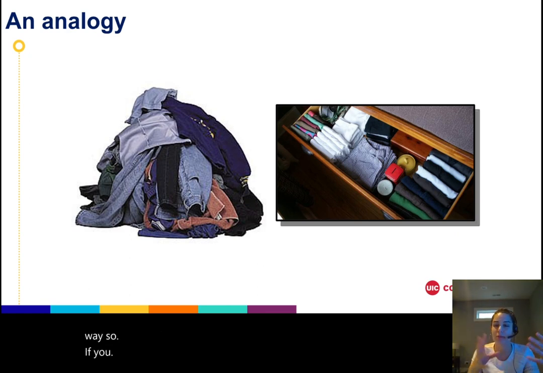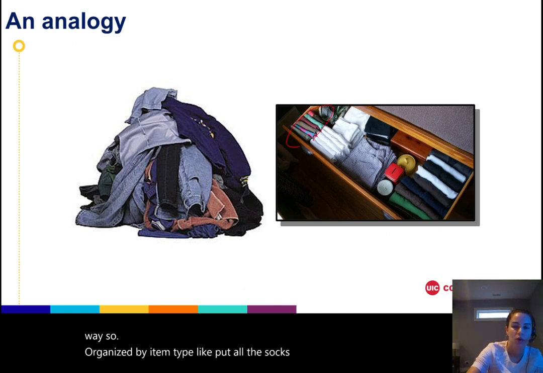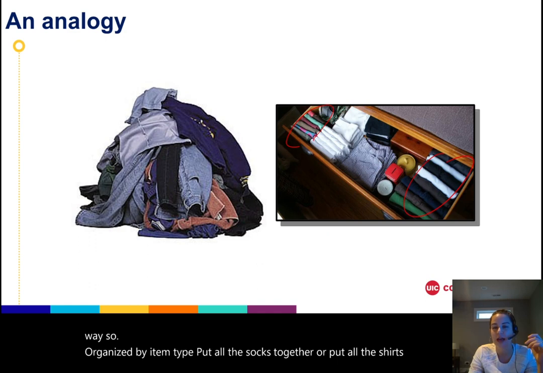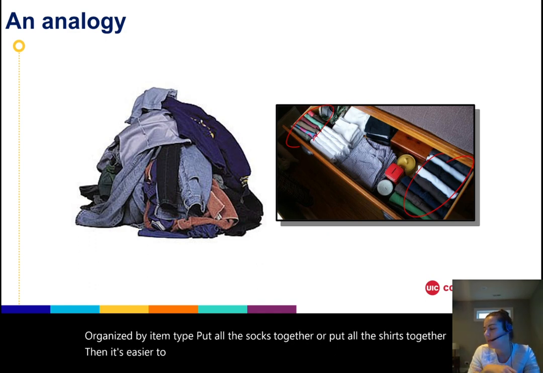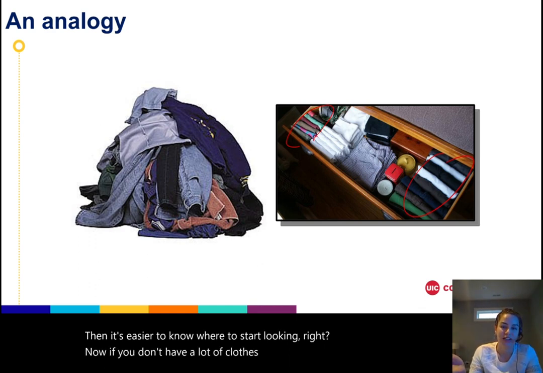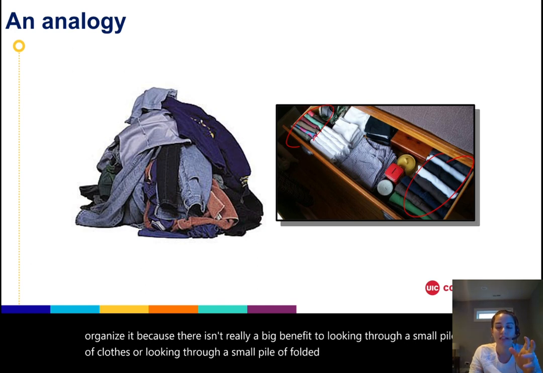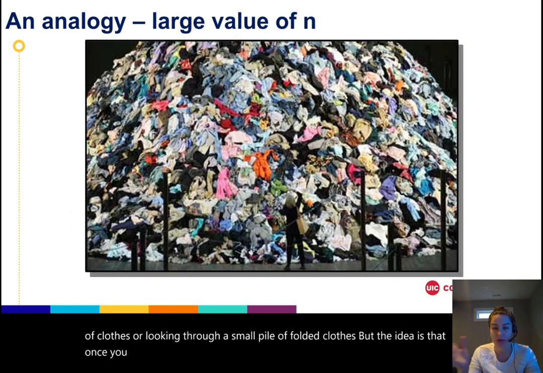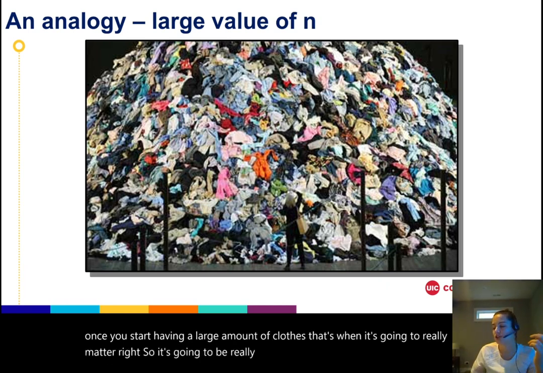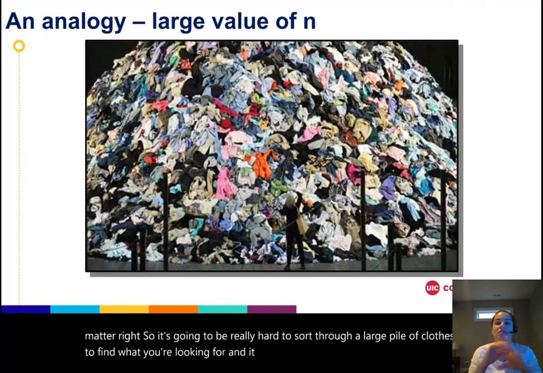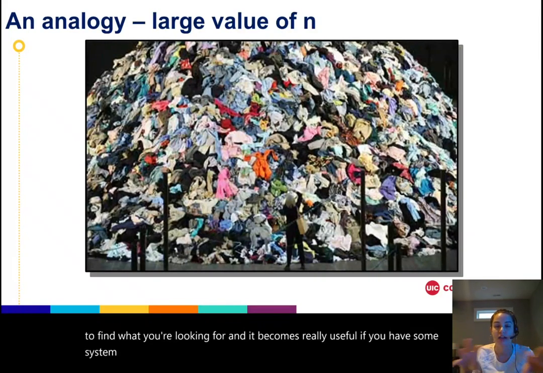If you organize by item type, like put all the socks together or all the shirts together, then it's easier to know where to start looking, right? Now, if you don't have a lot of clothes, it doesn't really matter how you organize it, because there isn't a big benefit to looking through a small pile. But once you have a large amount of clothes, that's when it really matters. It's really hard to sort through a large pile to find what you're looking for, and it becomes really useful if you have some system to break the data up into smaller pieces.